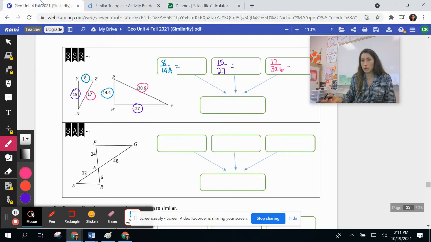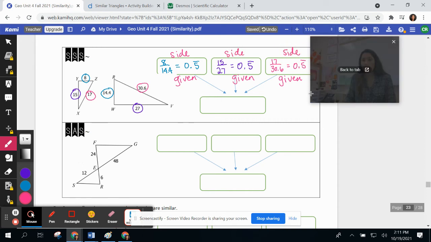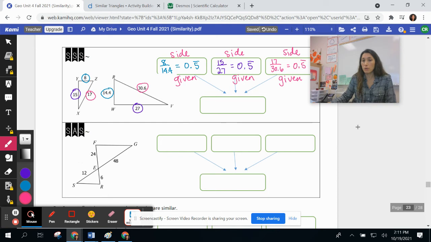So you could set them equal to a decimal. That's fine. So this is 0.5 repeating. This is 0.5 repeating. And then our last one is also 0.5 repeating. Okay, these are all given information. Anytime you have numbers on a diagram, you didn't do any solving to figure those out. They were already there. This is a side proportionality statement. This is a side proportionality statement and a side. We have three sets of sides that are proportional and they all equal the same proportion. These triangles are therefore similar.